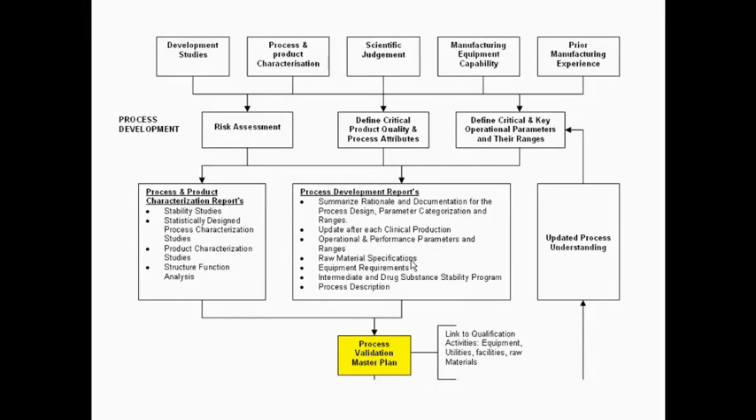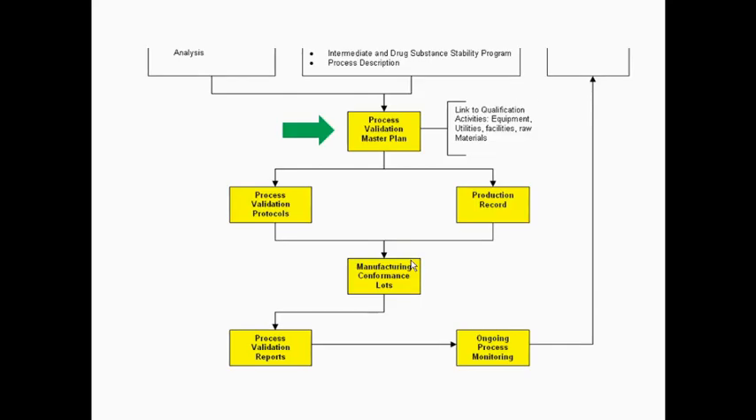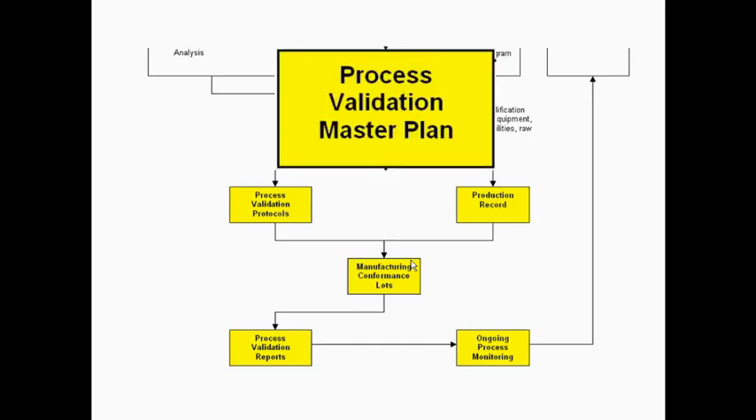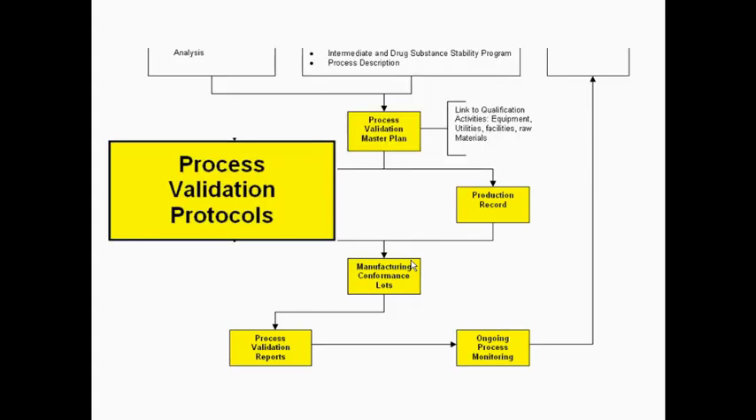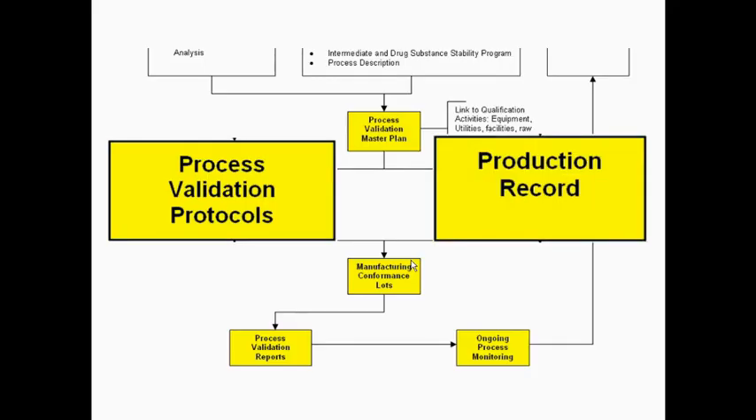We have now finally reached the stage where we can actually manufacture our conformance batches. So, in our new facility, on our new site, for example, we're going to write a process validation master plan. Like all good plans, it will give an outline of the work to be conducted and what data we wish to generate. So, we will have one or more process validation protocols that will extract data from the production record, the batch record.